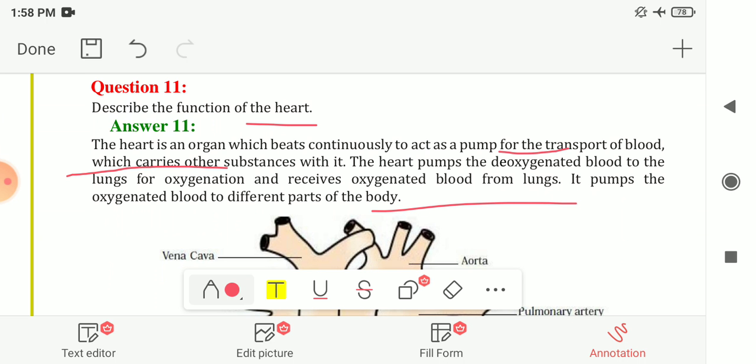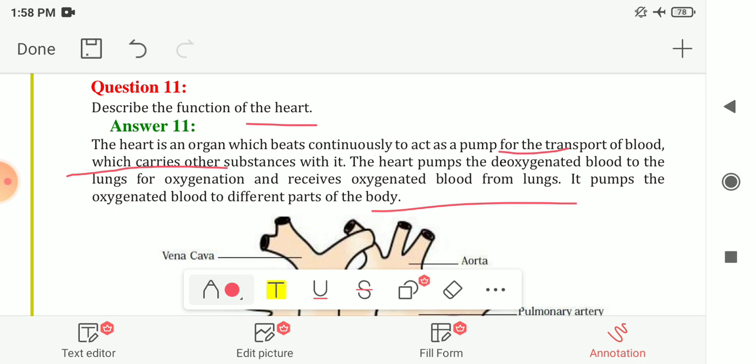So the heart is an organ, as we know, that beats continuously throughout our life as a pump. It's like an unstoppable pump, and it works for the transport of blood, and this blood carries different substances with it. So to reach the blood to the different parts of the body, the heart pumps this blood.